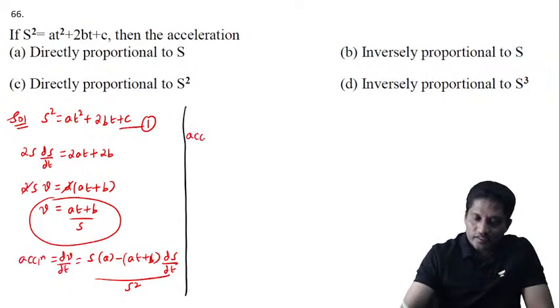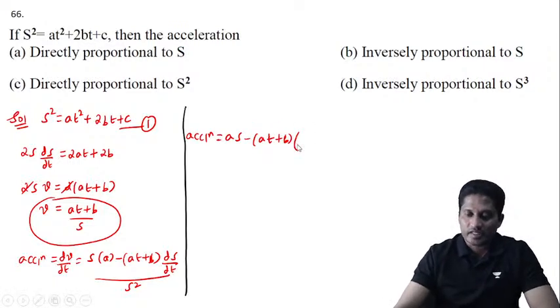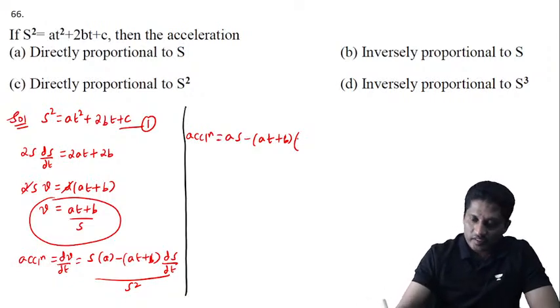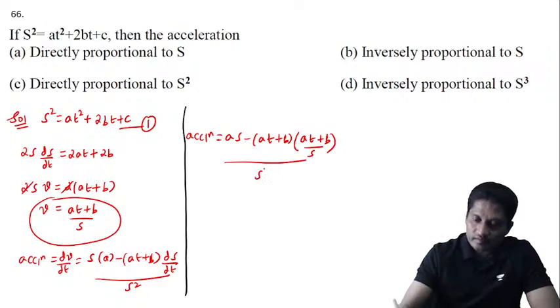now acceleration is equal to a into s minus of (at plus b). Okay, what is ds by dt? Well, rate of change of displacement is velocity. Velocity is (at plus b) divided by s, and divided by s square. If I cross multiply, you get a into s square minus (at plus b) the whole square, and s square comes to the denominator, you get s cube.